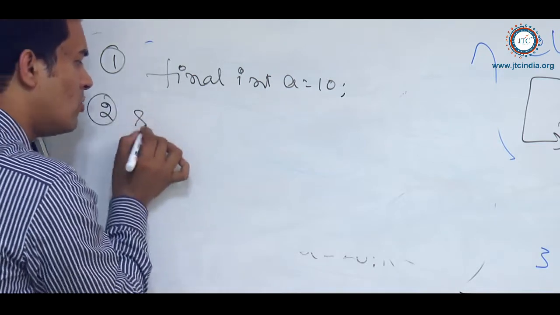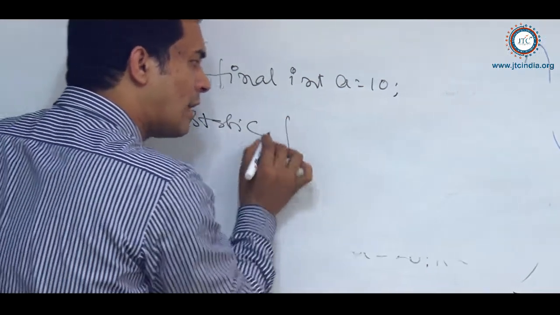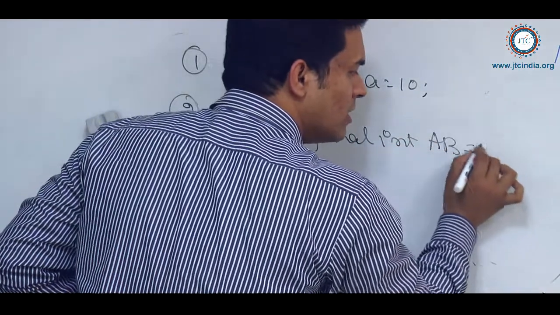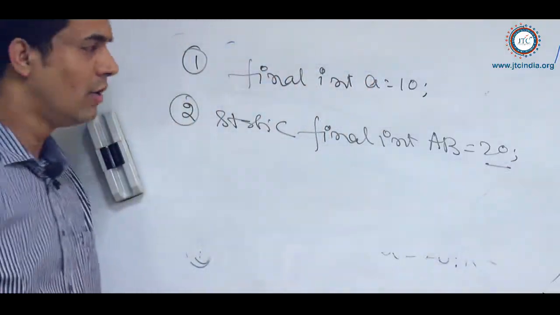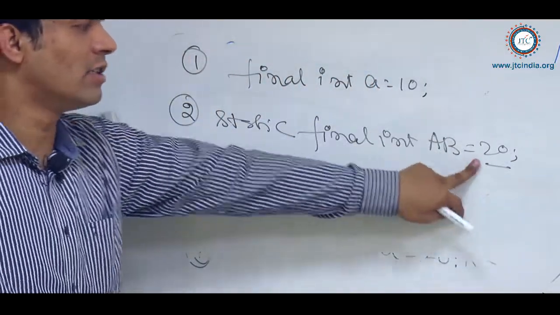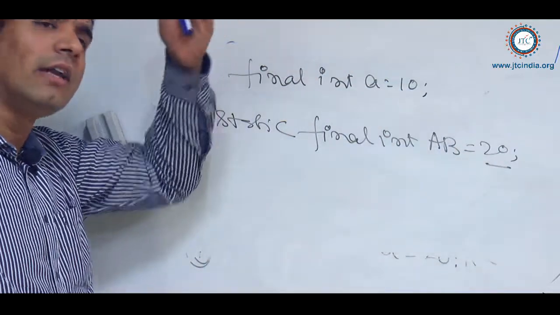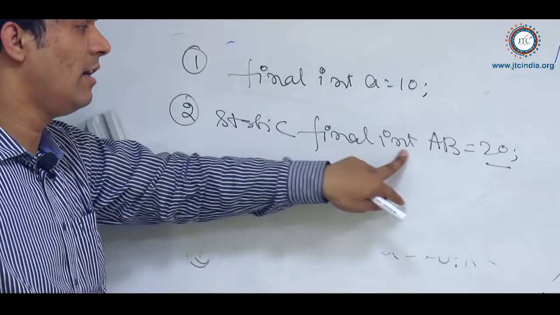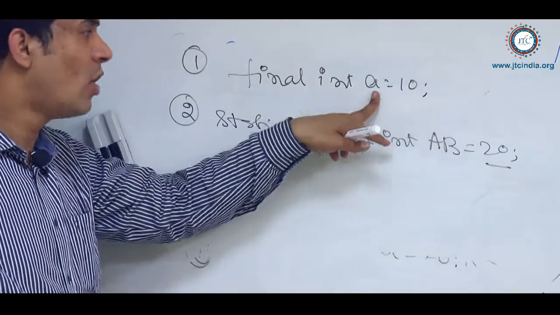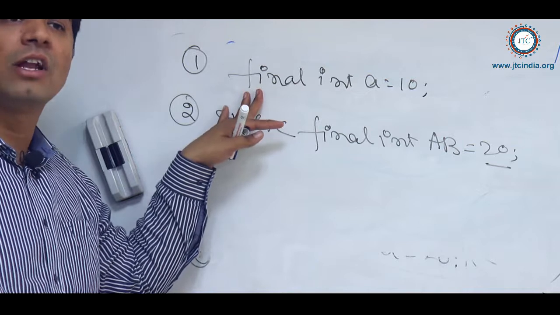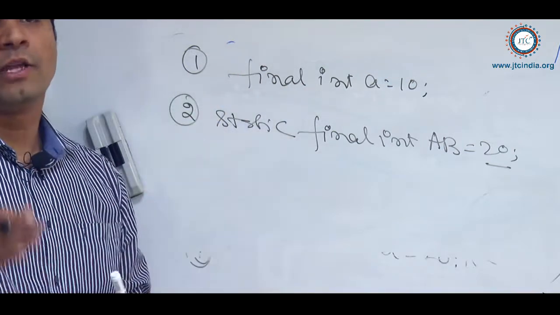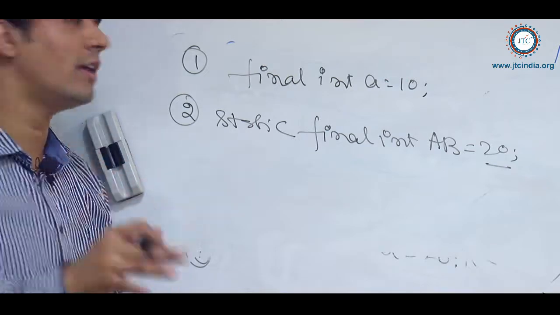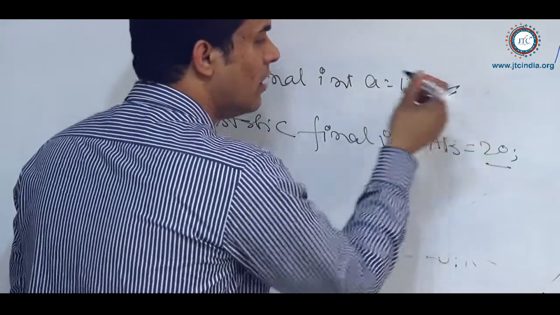And when we talk about static final int ab = 20, so a = 10, ab = 20. There could be a question in interviews most of the time: what is the difference between variable a and ab? a is just a final variable. This could be declared anywhere: directly inside the class, inside the method, inside the block, inside the constructor, wherever you want.